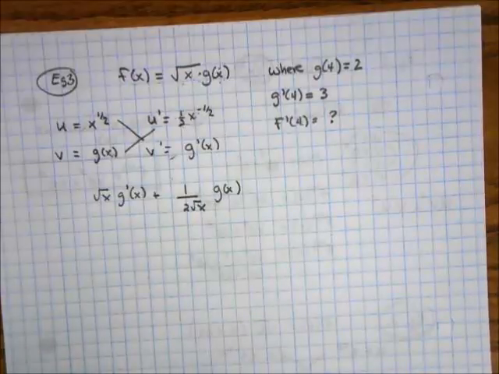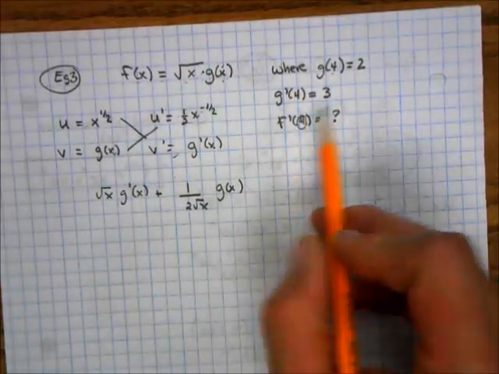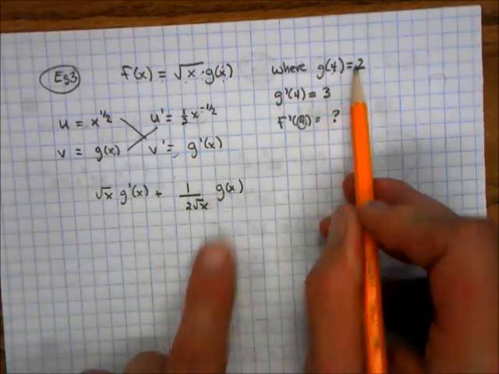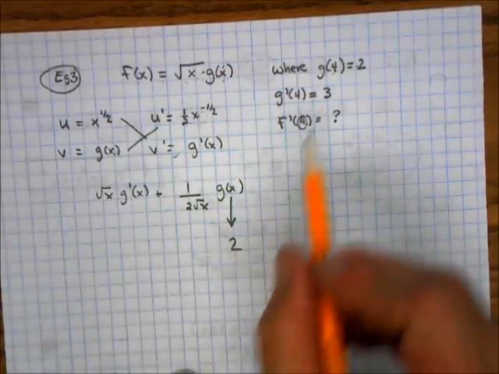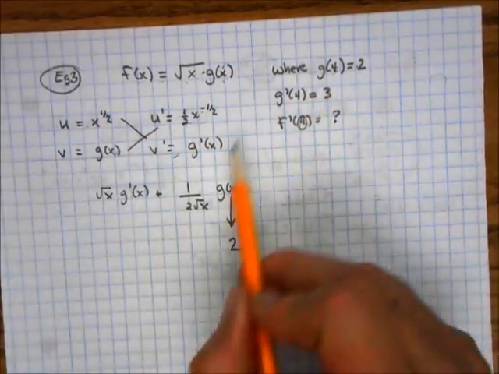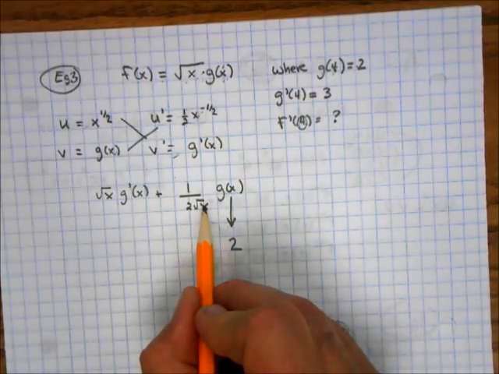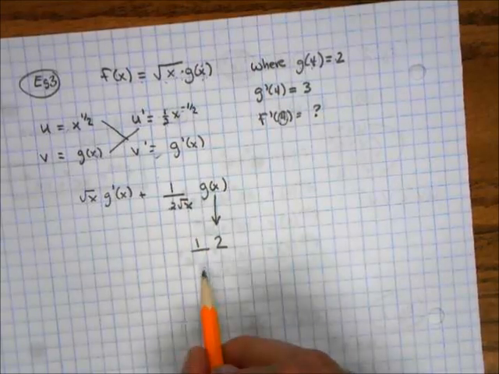Okay, so how do I finish this off? Well, we want to know at 4. Well, what is g at 4? g at 4 is 2, so I can replace that with a 2. And remember, you're inputting 4. So what's the square root of 4? So this is 1 over 2 times 2, which is 1/4.